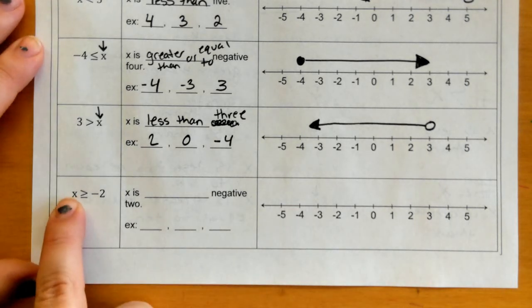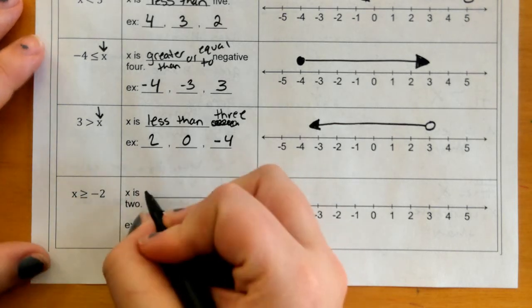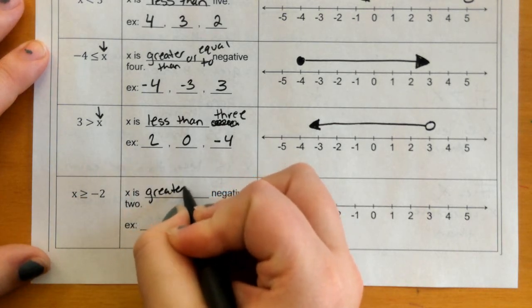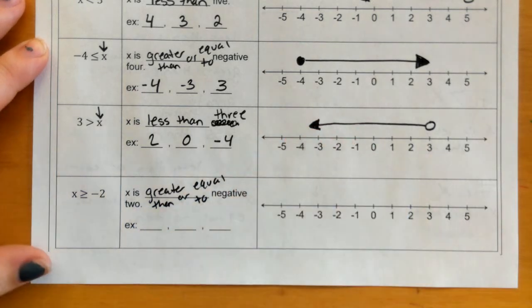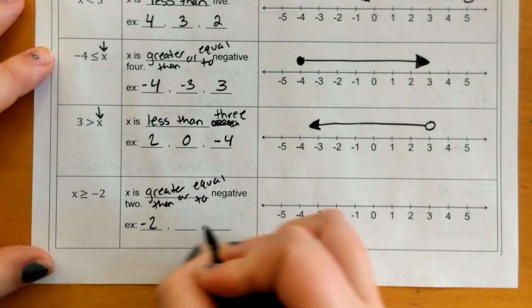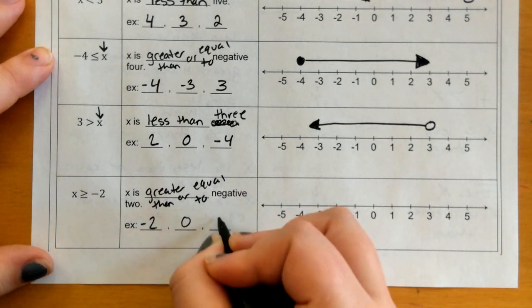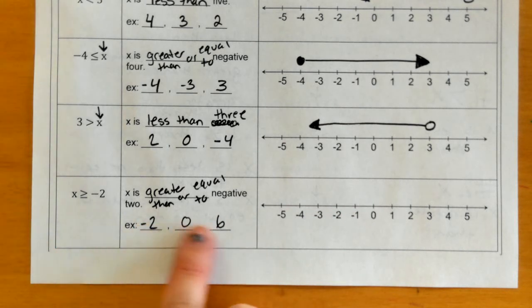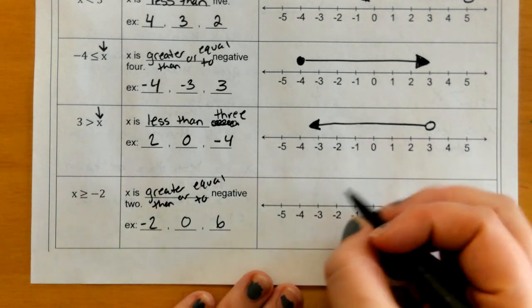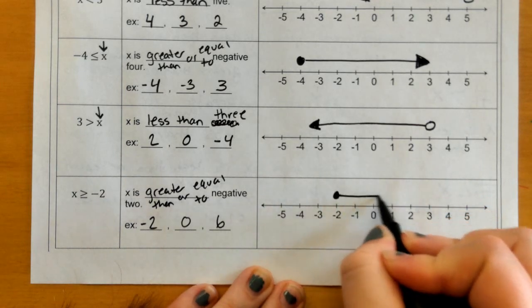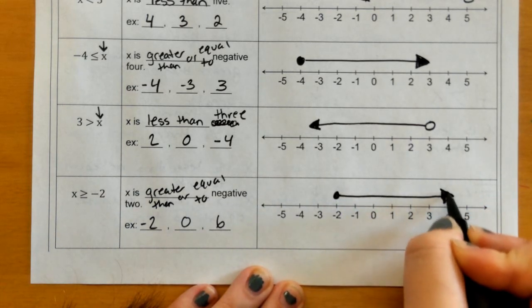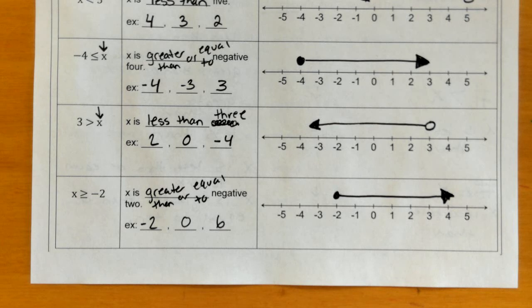With this last one, this starts with x. X is greater than or equal to -2. Okay? So you could have had -2, you could have had 0, you could have picked 6. Again, there's lots of different numbers that are greater than or equal to -2. Since it's got that line underneath, you should have a closed circle at -2. And since it's greater than, we're going to be headed towards those bigger numbers. Your arrow should be going to the right.